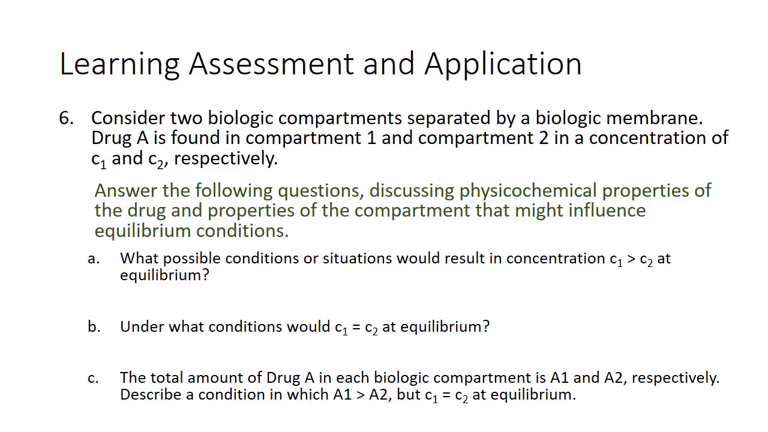Okay, more of a theoretical question, conceptual rather than calculating. So consider 2 biologic compartments separated by a biologic membrane. Drug A is found in compartment 1 and in compartment 2 in a concentration of C1 and C2 respectively. So there's a different concentration in each compartment. Answer the following questions discussing physical-chemical properties of the drug and properties of the compartments that might influence equilibrium conditions. So what possible conditions or situations would result in the concentration C1 being greater than C2 at equilibrium?